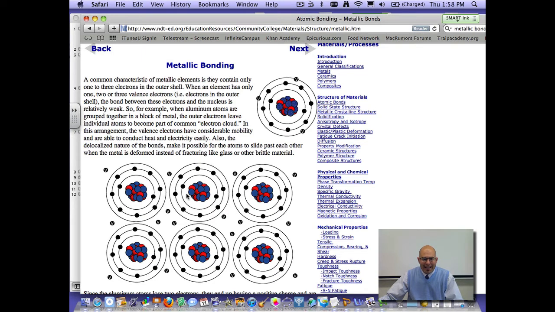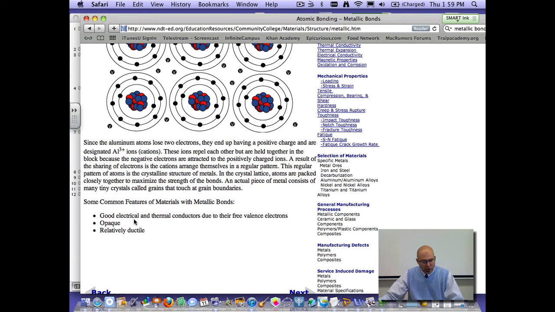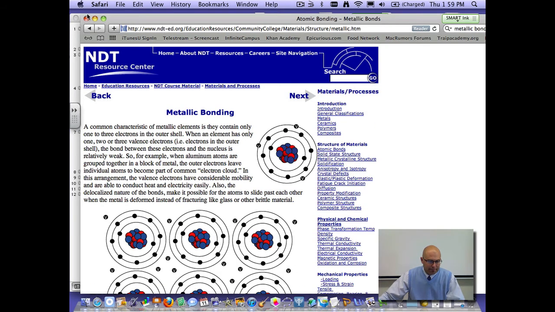So what happens is as they get together, here's your nuclei, these valence electrons kind of get attracted to each other. And it forms this metallic bond that allows for sliding past each other when it's deformed instead of fracturing like other things. Some common features: good electrical or thermal conductors due to those free valence electrons, usually opaque, and relatively ductile. Ductile can be stretched into wires. So this is your metallic bonding.